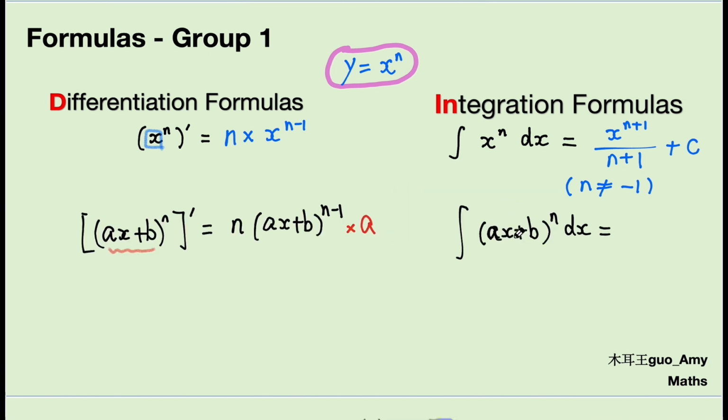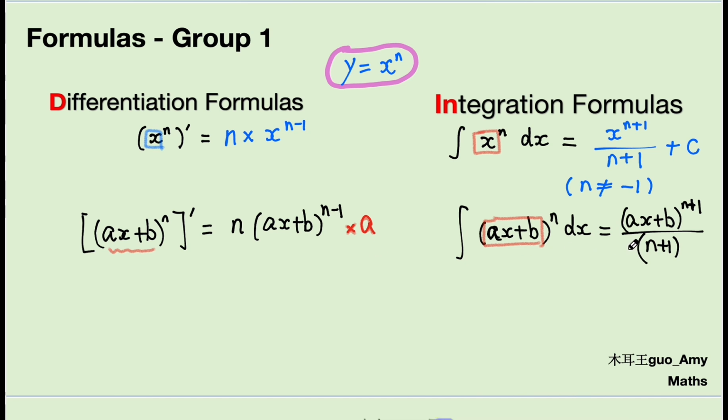Similarly, when we look at the integration, the x has been generalized to the linear function ax plus b. We will have the result ax plus b all to the power n plus 1, and this one is the numerator, and the denominator is n plus 1. And for the inner function ax plus b, when we differentiate, we times a for the result.